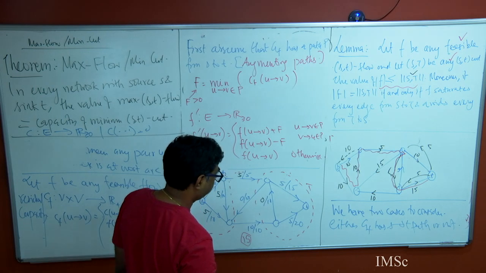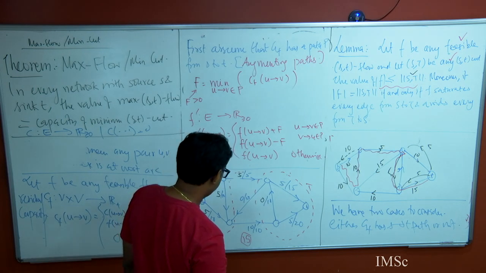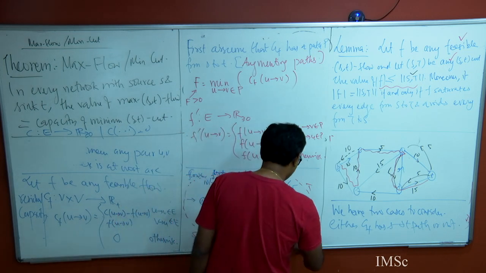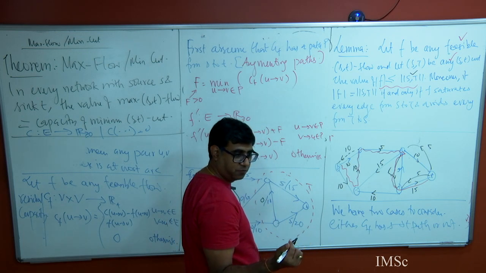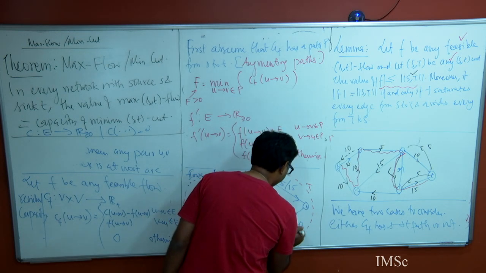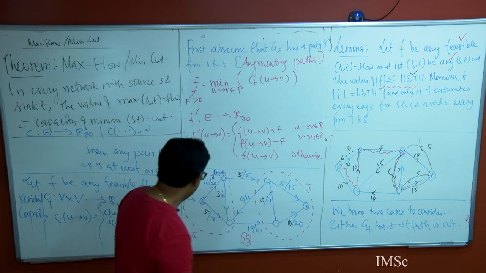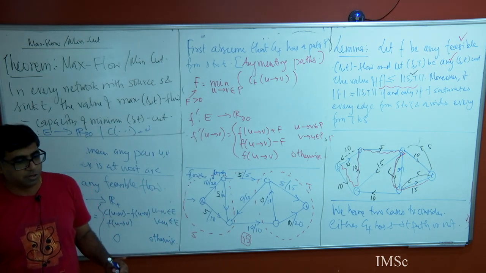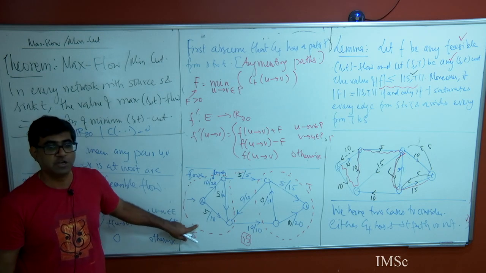Okay, that's not right. And along this, I have to send how many units of flow? 5 more units of flow. So I will send 10 units of flow. Now before, how many units of flow was I sending? If you notice, 10 units of flow, but now I am sending 15 units of flow.